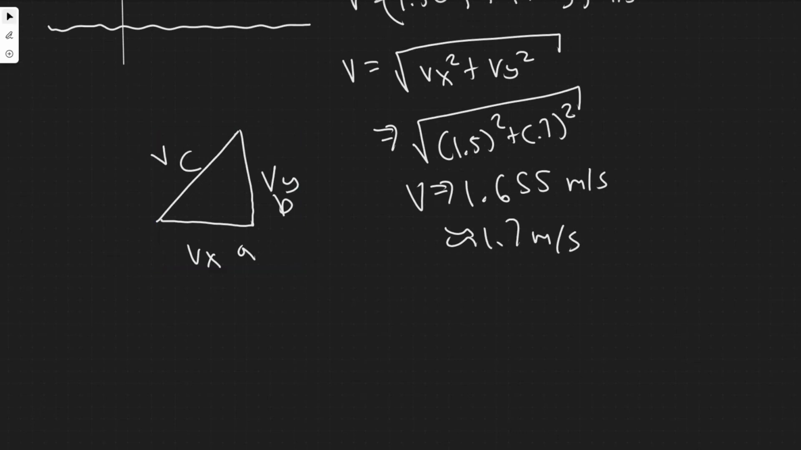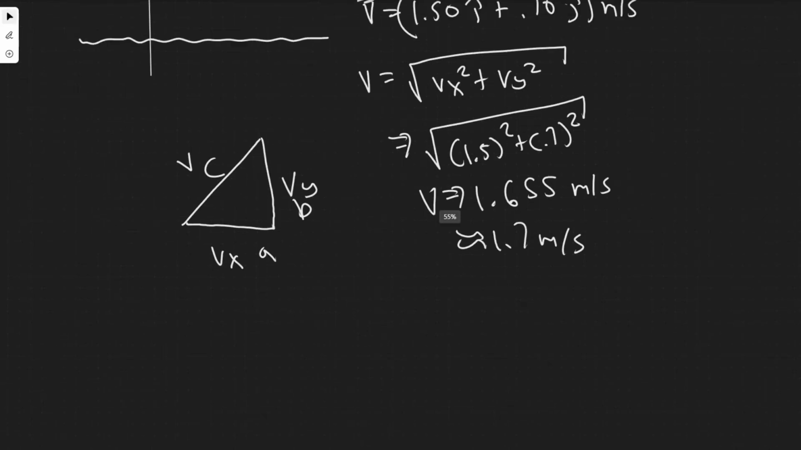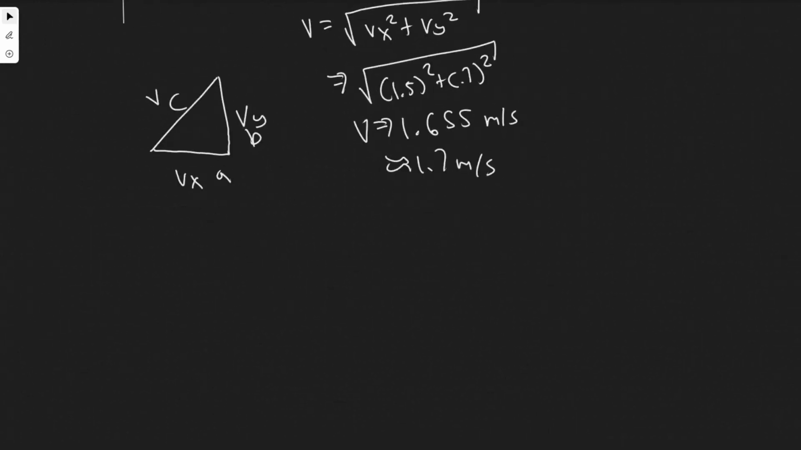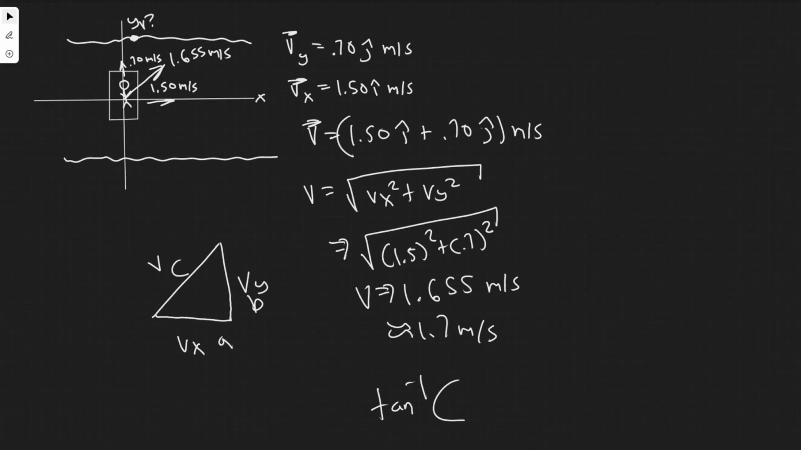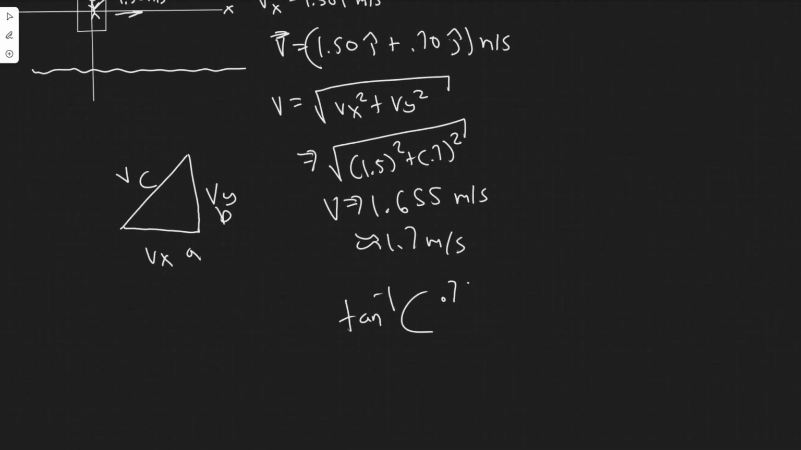But now what we need to find is the direction. So they want us to find both the speed and the direction. When they're talking about direction, they're basically talking about the angle. And the way you do that is you take the arc tangent of your x and y components. So you do the y component over the x. In this case, our y component is 0.7 and 1.5 is our x. So you just do the arctangent of that. And when you do that, you're going to get a value of 25.01 degrees, or 25.02, I guess.